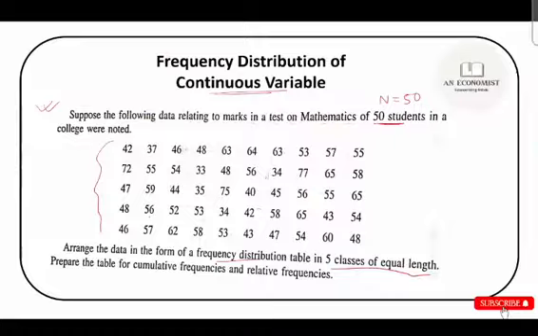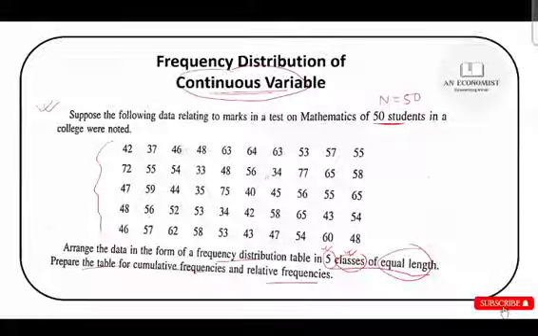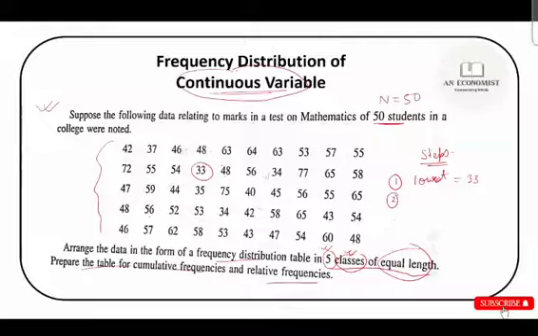When you are considering a continuous variable, you have to construct classes, right? Here the question has given you the specific number of classes, 5 classes of equal length, and asks you to prepare the table for cumulative frequencies and relative frequencies. So again, what we have earlier seen in the discrete variable case, find out the lowest possible value. If you observe the entire table, you will see the lowest marks here is 33. And what is the highest marks obtained by a student? If you observe the table, it will come out to be 77. This is the highest marks.